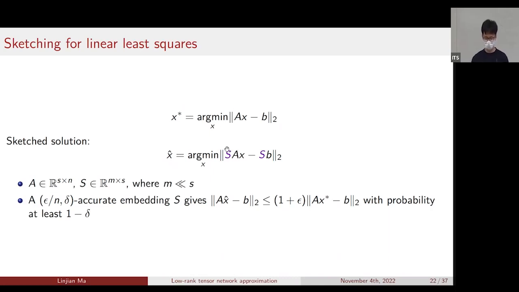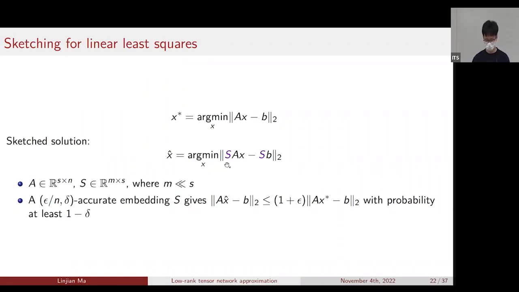Also, when the S is accurate, for example, when it's epsilon over n and delta accurate, then this implies that the least squares problem is also accurate up to a factor of 1 plus epsilon. So this connects the accuracy of the embedding to the accuracy of other problems.